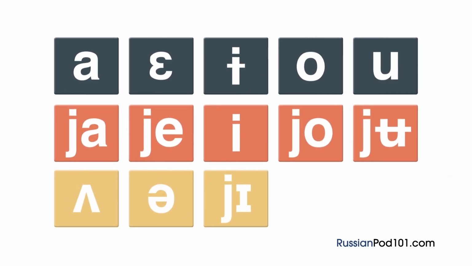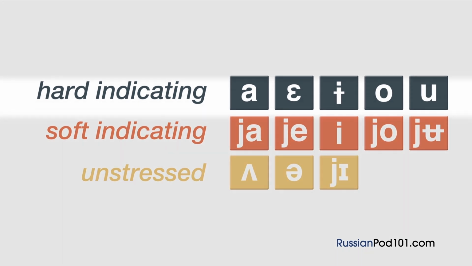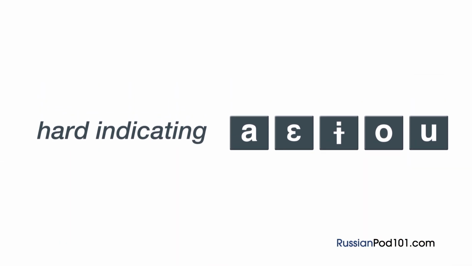In this lesson, you'll learn all 13 Russian vowel sounds. By learning all of these sounds, you'll be able to pronounce any vowel that could possibly appear in Russian. Are you ready? Then let's get started. There are a total of 13 vowel sounds in Russian, all of which can be broken down into 3 categories: hard indicating, soft indicating, and unstressed vowel sounds. First, let's take a look at all 5 hard indicating vowel sounds.